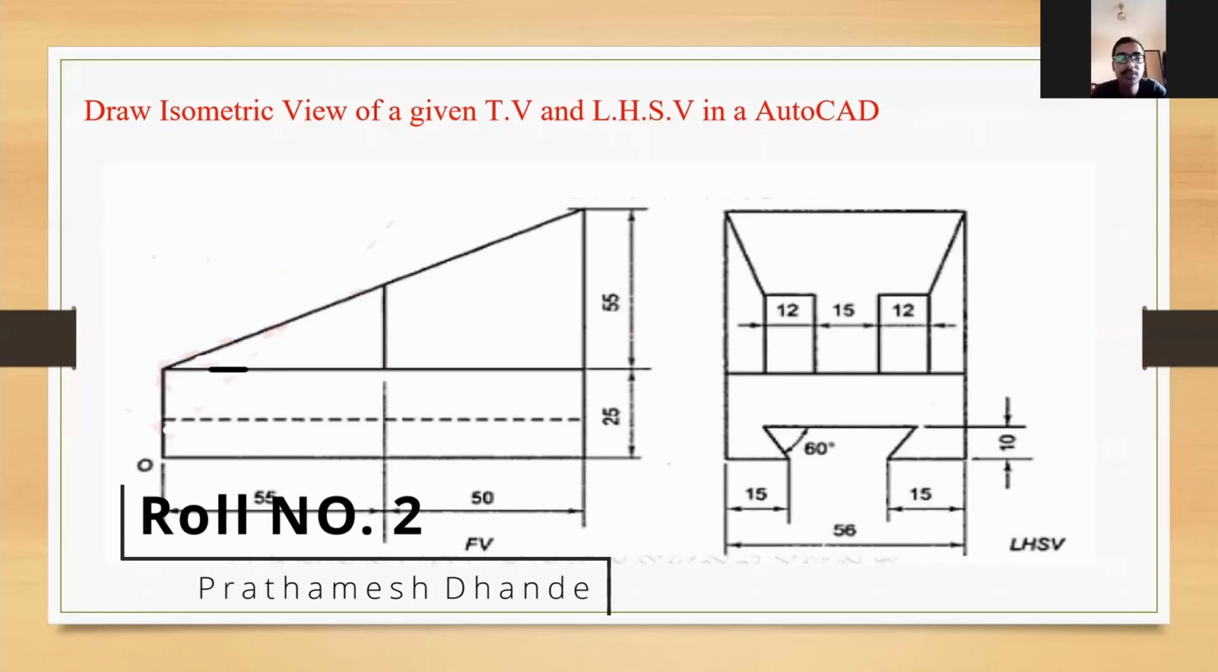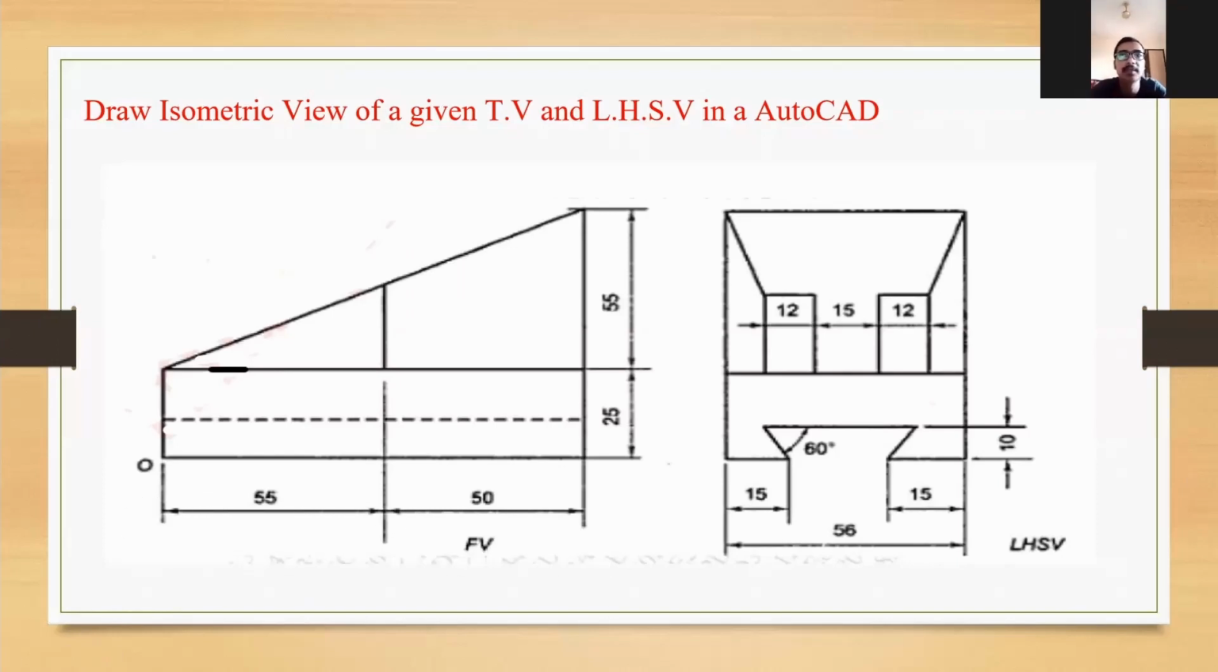So the given question is to draw an isometric view from a given front view and side view in AutoCAD. So this is the given view. So let's draw the isometric view in AutoCAD.